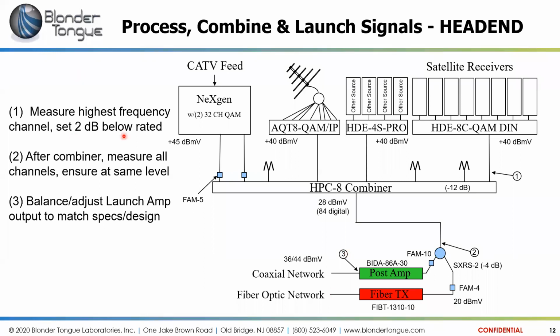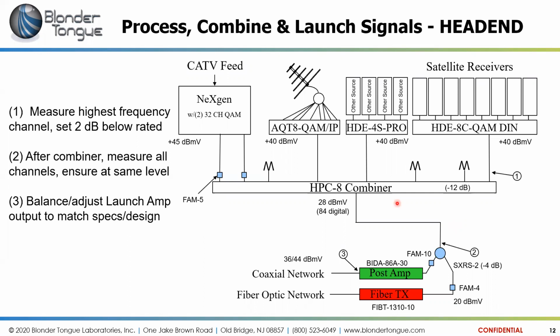So again, measure the highest frequency channel, set it 2 decibels below the rated output level. After the combiner, measure all my channels, adjust them so they're all at the same level, and then balance and adjust my launch amplifier output to match the specifications or the design of the system, if the designer changed what output level he wanted to run in that amplifier. So those are the places where we would measure for setting up the head end.